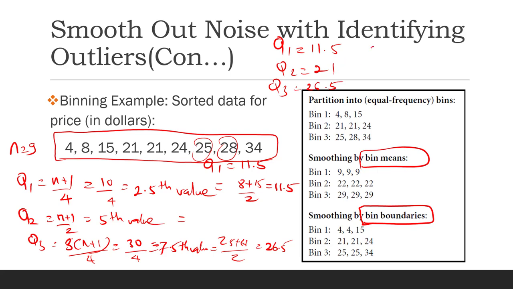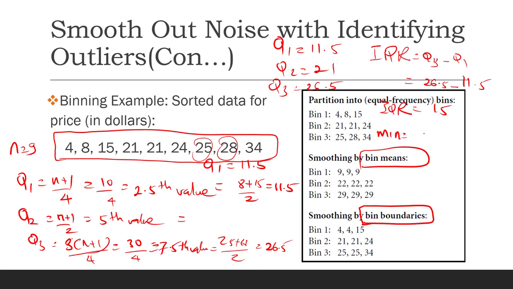Then you can find out the interquartile range. Q3 minus Q1, 26.5 minus 11.5, so 15 is the interquartile range. Am I correct? So the interquartile range is 15, right? This is the normal procedure: you find Q1, Q2, Q3, and then the interquartile range.